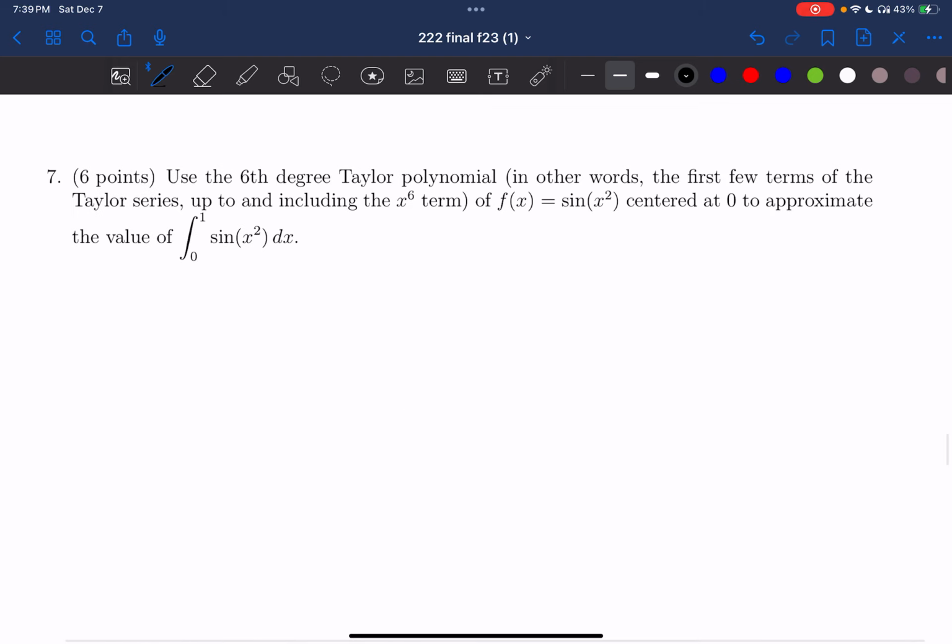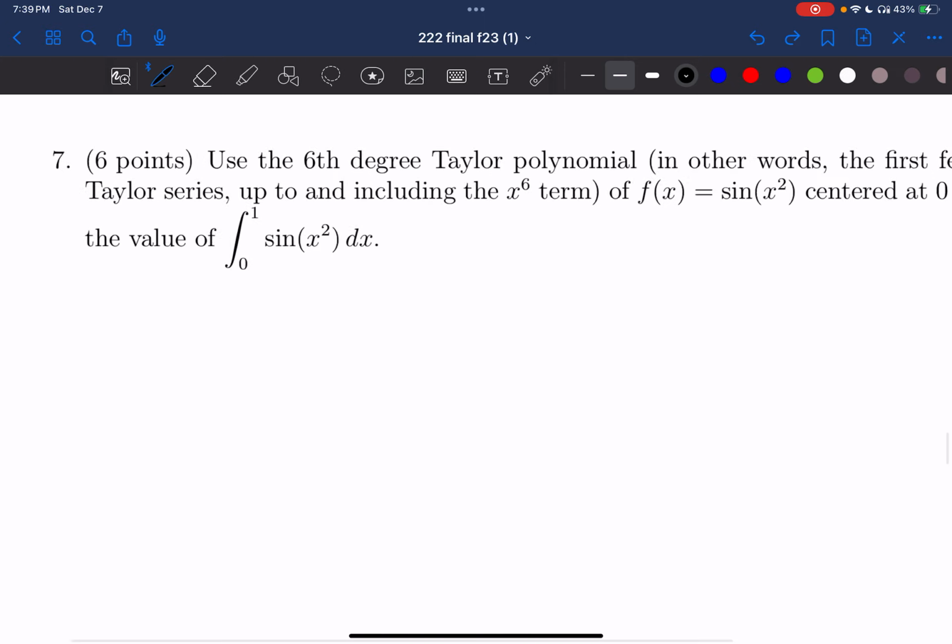Okay. Use a 6th degree polynomial. Use the first few terms to find this. If we take a look at our formula sheet, which I don't have pulled up, I'm cooked. Where's my formula sheet? Oh, yep, I found it.